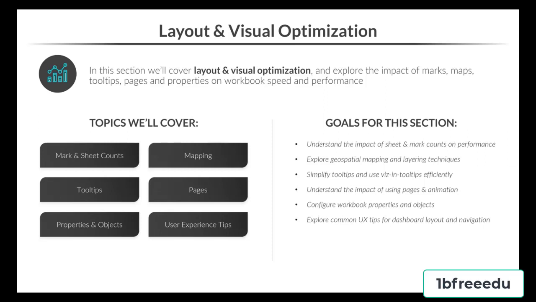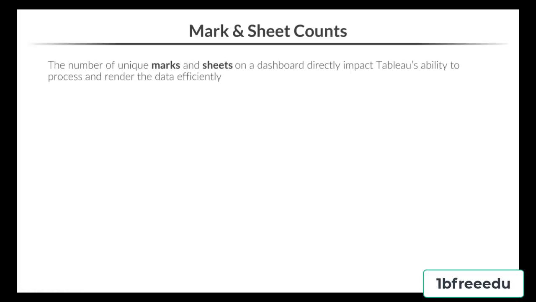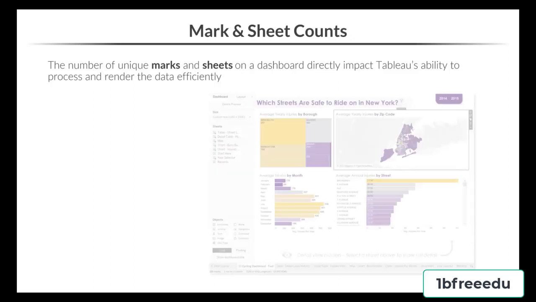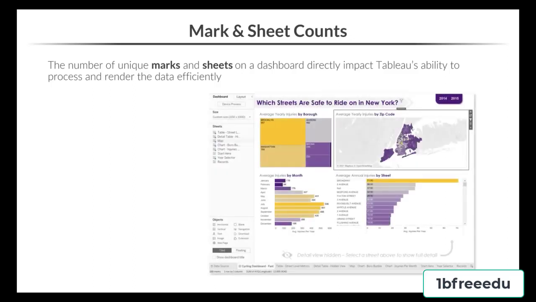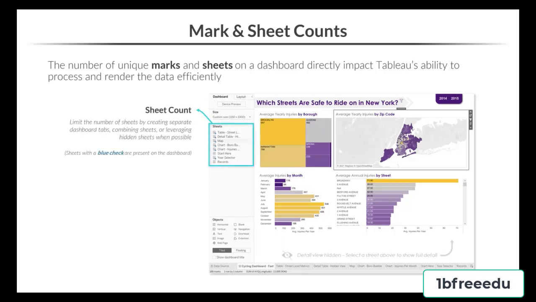Up next, we'll be diving into mark and sheet counts and their impact on performance within the workbook. The number of unique marks and sheets on a dashboard directly impact Tableau's ability to process and render the data efficiently. Generally speaking, less is more in terms of performance. So having fewer marks on sheets and fewer sheets on the dashboard will help performance overall. First, let's look at sheet count.